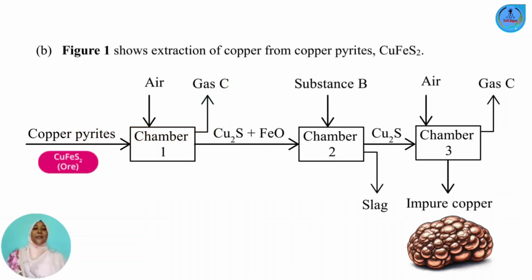Okay, let's continue. Now, part B. We are being told figure 1 shows extraction of copper from copper pyrite, and that is the formula for copper pyrite. Now, this is the main ore for extraction of copper. So what I'm going to do is this. Before we tackle the question, I am going to take you briefly through the process of extraction of copper. And then when we go through the questions themselves, you are going to note that it's so much easier when you have the information and the content behind it.